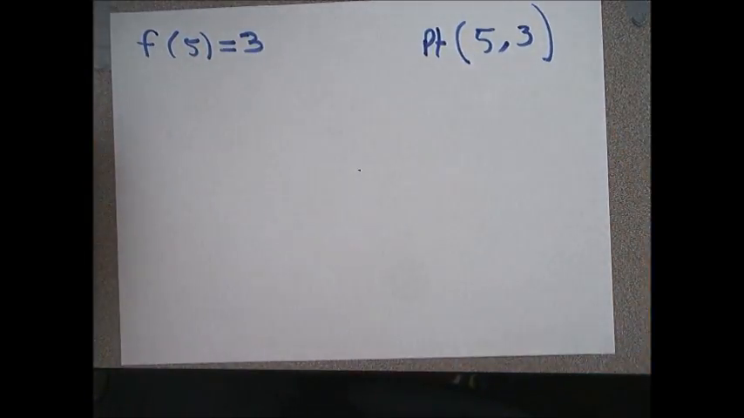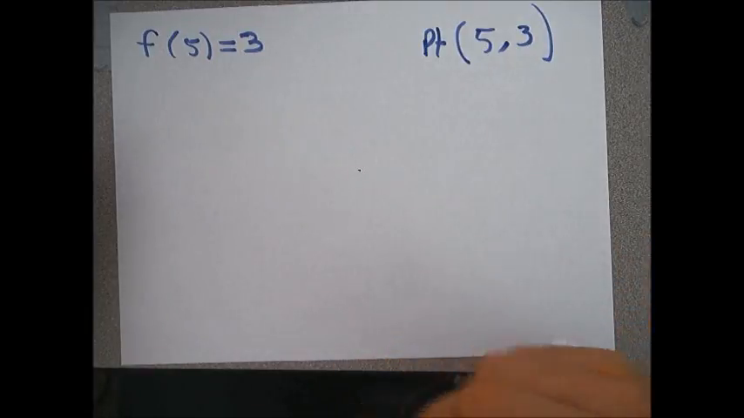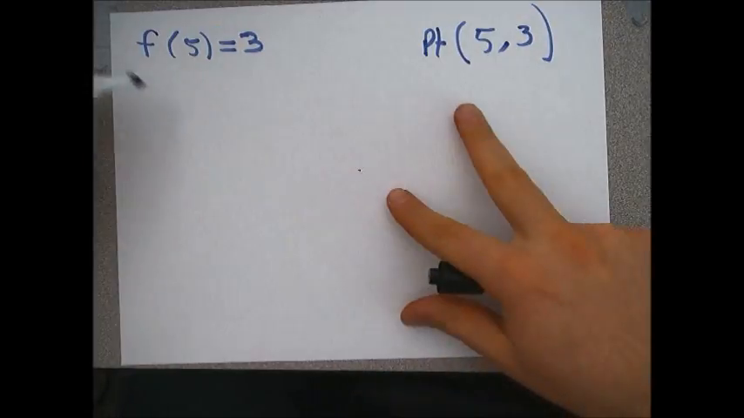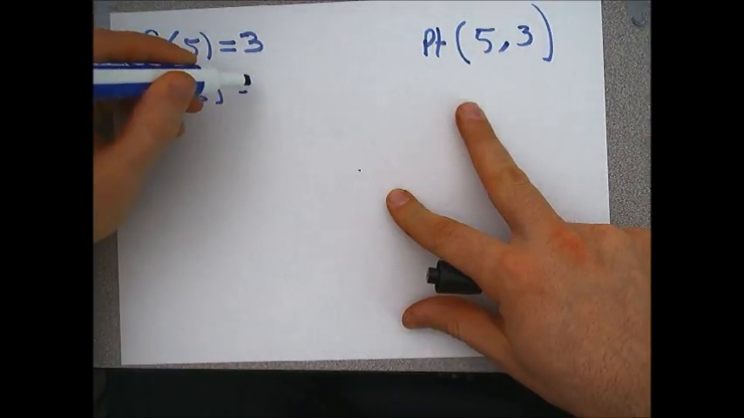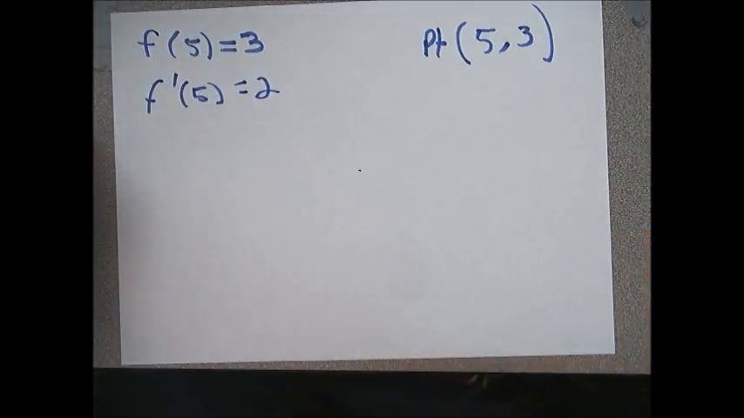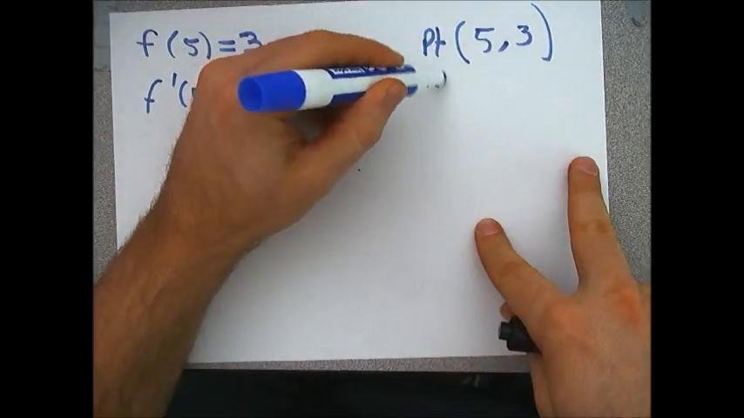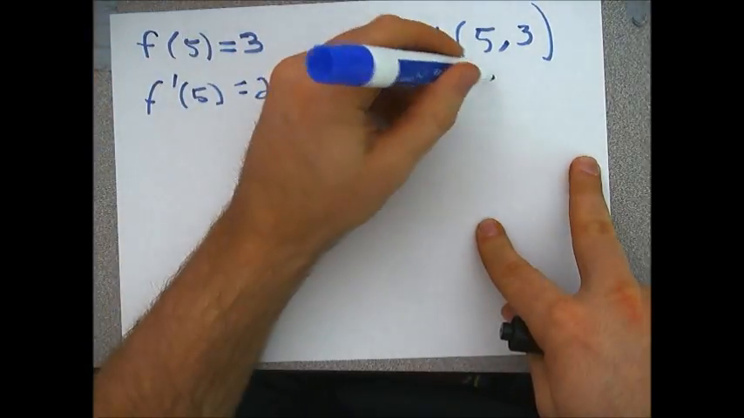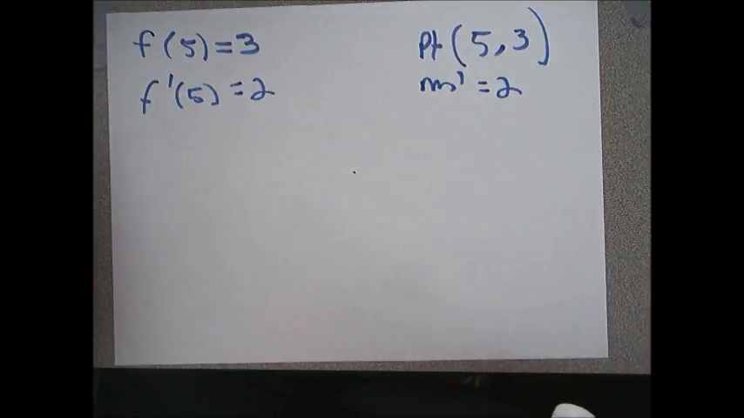Let's keep reading. The tangent line to the graph at x equals 5, so what's the next thing they give me? F prime of 5. Notice it's at the same spot, right? They're both at 5. And they say that's equal to 2. So f prime at that same spot, now I have a tangent slope of 2. Okay, now I have a point, now I have a slope.